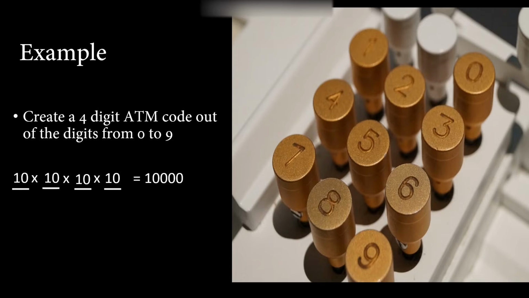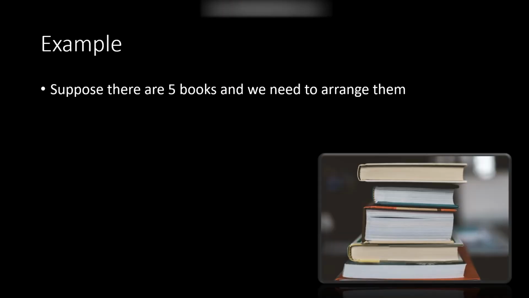Suppose there are 5 books and we need to arrange them. So since I have 5 books to arrange, I'll create 5 blanks. Now for the first blank, I have 5 options available because there are 5 books. Once the first book has been selected, how many books are left? 4. So for the next option, I only have 4 books to select from. So as we move ahead, the number of options goes on decreasing till we reach the last blank for which we have only 1 book left.